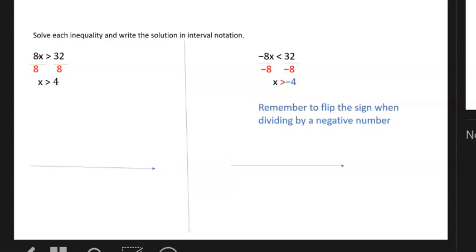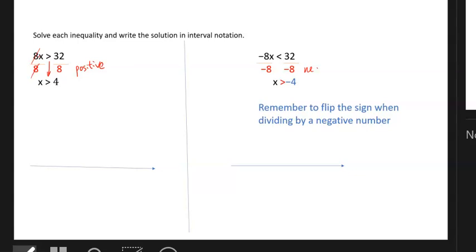Multiplication and division, we have to look at the number we are multiplying or dividing. Since here I am dividing by a positive number, 8 is positive, no worries, so we don't have to flip the sign. We keep the sign, greater than, greater than. After we divide both sides by 8, 32 divided by 8 gives us 4. So that's the answer.